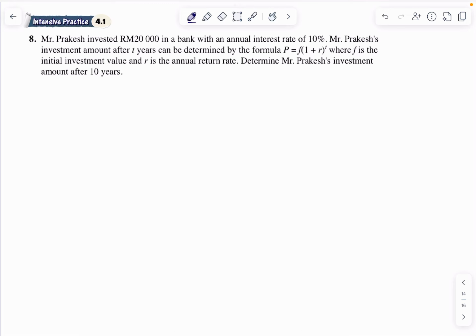Question 8. Mr. Prakash invested 20,000 in a bank with an annual interest rate of 10%. Mr. Prakash's investment after T years can be determined by this formula. So you can say P is F(1 + R)^T, where F is the initial investment value. So he invested 20,000, that's F.